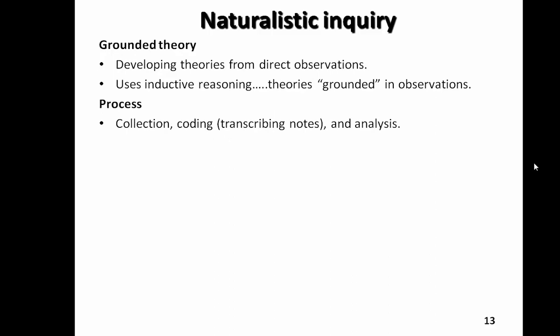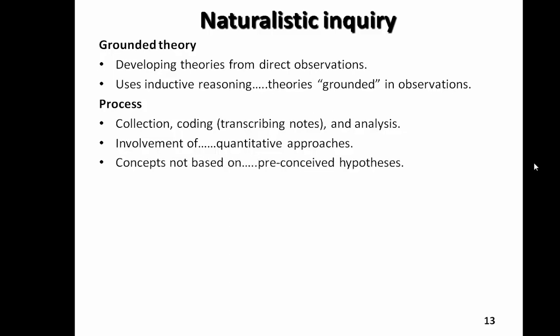And the process here involves the collection of information. If notes are taken, those notes would have to be transcribed and sometimes can be coded for subsequent analysis. And this approach can use quantitative measures. So if qualitative information is obtained, assigning quantitative values to it can often help with coming up with definitive conclusions. This approach is not based on preconceived research hypotheses. Although the researchers may have some hypotheses that would guide the research, the method of information collection is not based on confirming or refuting such hypotheses.